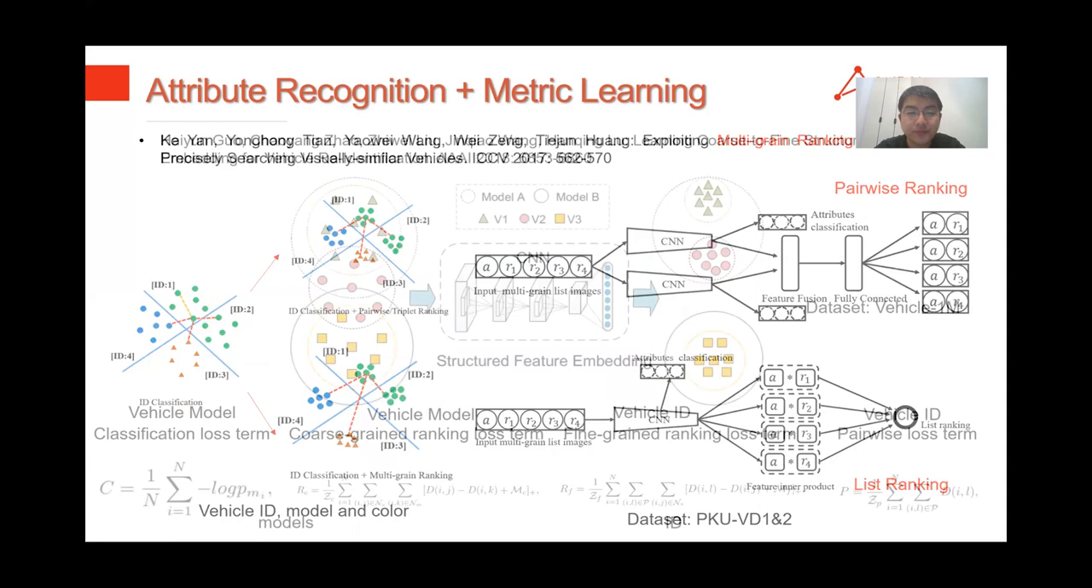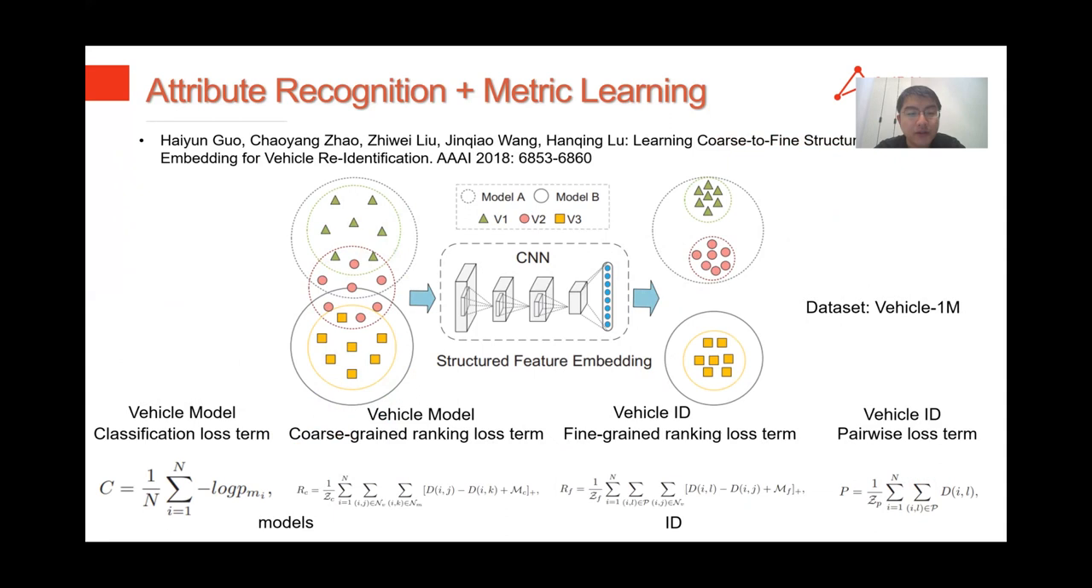This paper proposed a novel coarse-to-fine ranking loss to pull images of the same vehicle as close as possible and achieve discrimination between images from different vehicles and from different vehicle models. The coarse-to-fine losses include vehicle classification loss, coarse-grained ranking loss, the vehicle ID based fine-grained ranking loss, and pairwise loss. This is also the baseline method on the Vehicle-1M dataset.